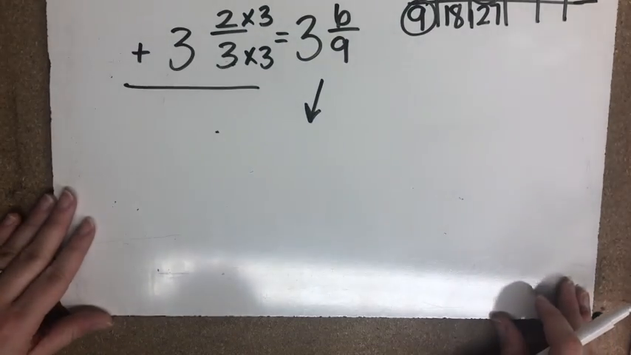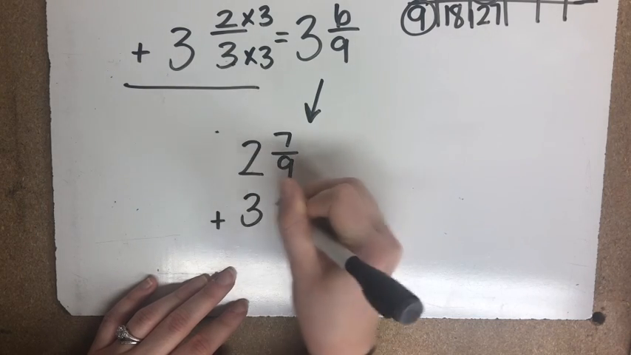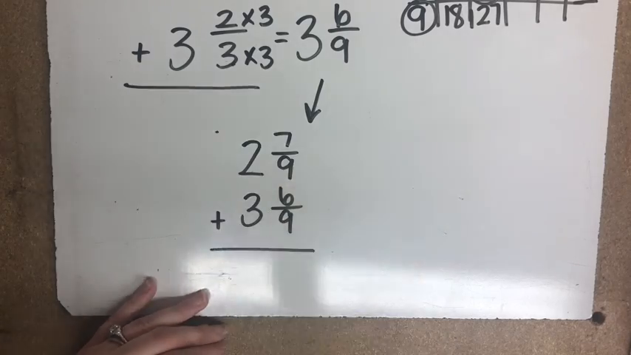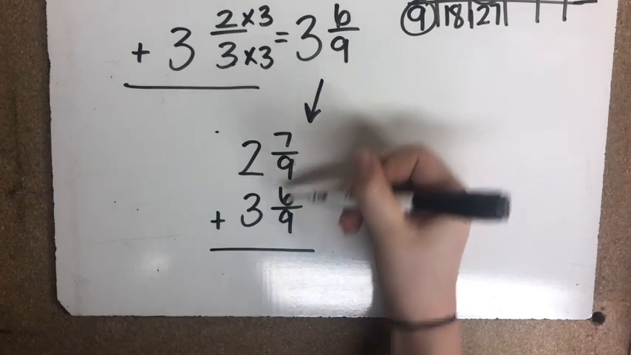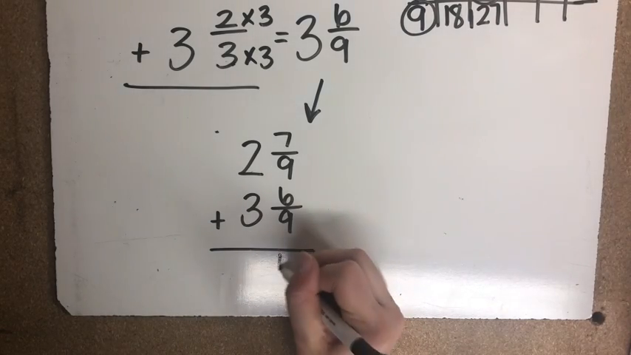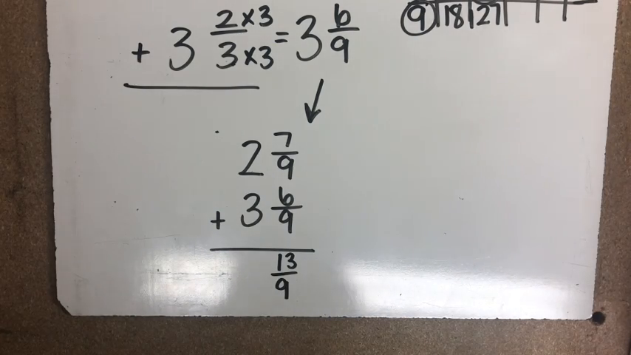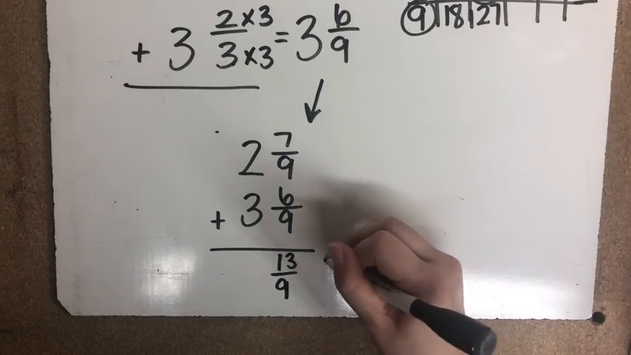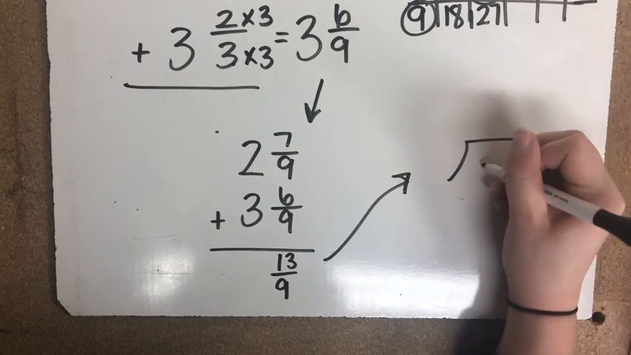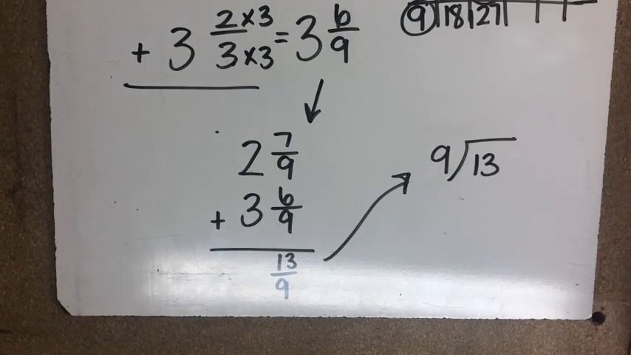Let's go down below. All right, so set up your problem again. 2 7/9 plus 3 6/9. And I'll give you a second to solve 7/9 plus 6/9. When you do 7/9 plus 6/9, you will get 13/9. And you may have noticed right away that that is an improper fraction. So we need to convert it to a mixed number. Take a minute to solve that division problem on your own.